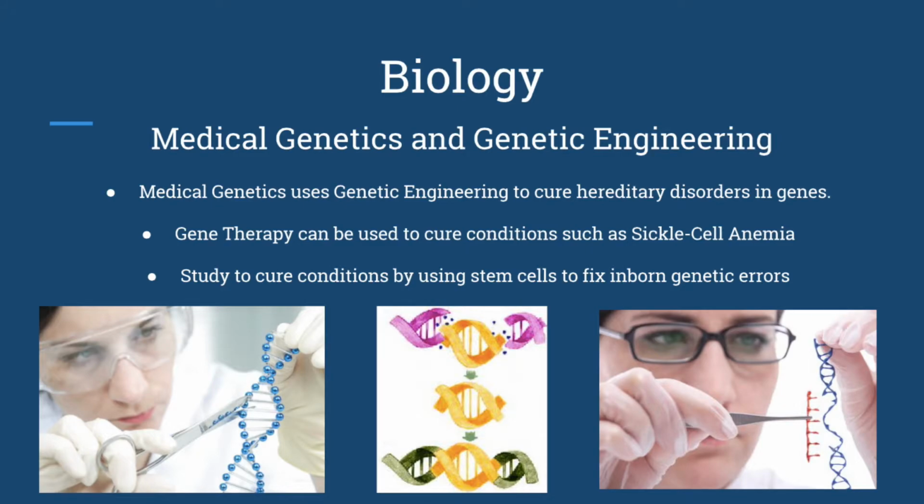Using gene therapy, we can treat certain genetic conditions such as sickle cell anemia, which is a hereditary disorder. Gene splicing may also be used to help against genetic conditions, as it means that we can remove less desired traits and replace them with the preferred traits.